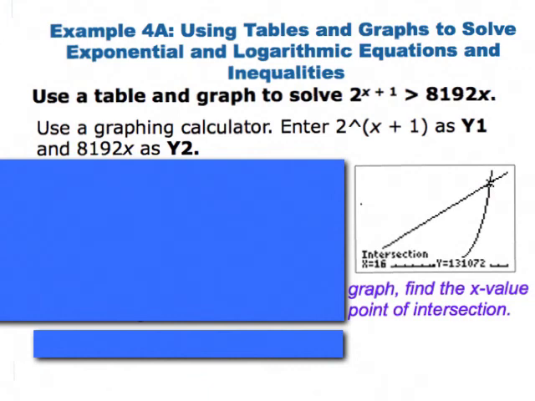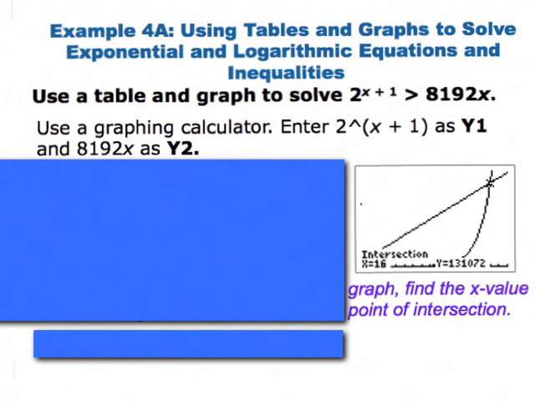So, take your calculator and trace one of the graphs until it comes to a point where they touch. They're going to intersect when x equals 16 and y equals 131,072. Now, what does that mean? Well, that means that when x is greater than 16, you're going to have this equation greater than this equation. That's how you see it using the graph.